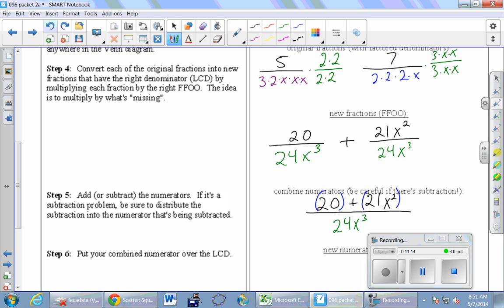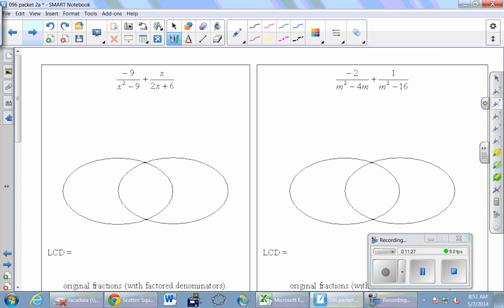Questions on that one? Okay, so when you're ready, let's move on to the next page. We're going to do two more examples together, and then you guys will spend the bulk of today just practicing in your groups.